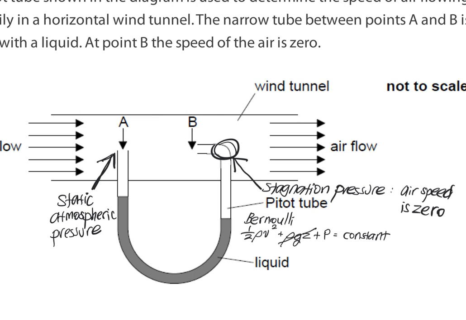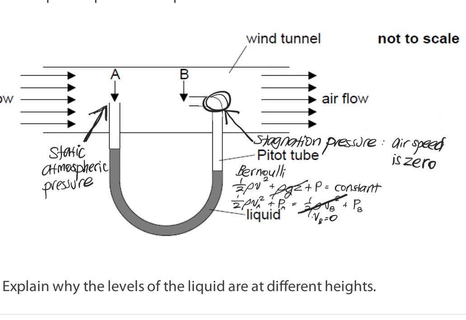And so I can set them equal to each other since that's constant. We get 1/2 rho velocity at A squared plus the pressure at A is equal to 1/2 rho the velocity at B squared plus the pressure at B, but that portion goes away because the velocity at B is equal to 0. And so what I'm left with, 1/2 times the density times the speed of the air at A squared plus the pressure at A is equal to the pressure at B, so therefore the pressure at B is greater than the pressure at A.